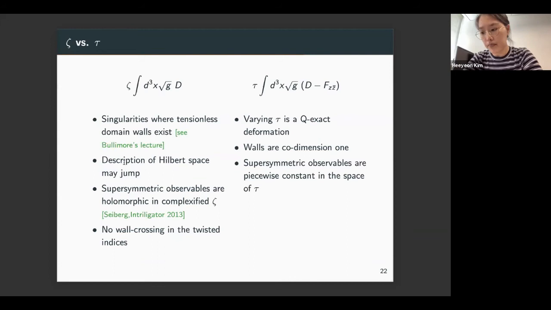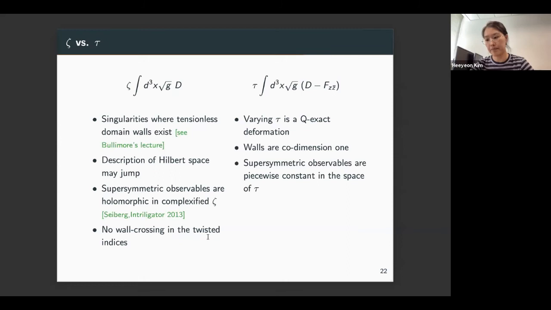However, you can check that this parameter always sits in N equals two vector multiplets, so it can always be complexified with its dual photon. So the wall in this complex plane is always of codimension more than one. So you can always circumvent this wall without changing the supersymmetric observables. The supersymmetric observables, for example the twisted indices, are actually holomorphic in these complexified parameters here. And in particular, there should be no wall crossing in these observables depending on the integrals.